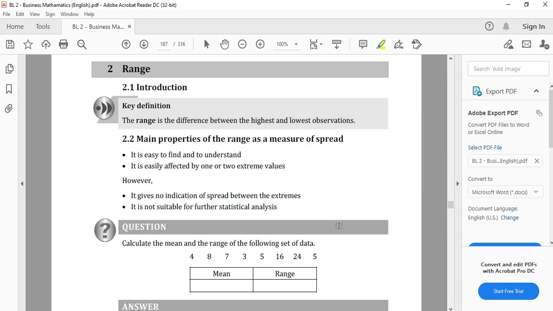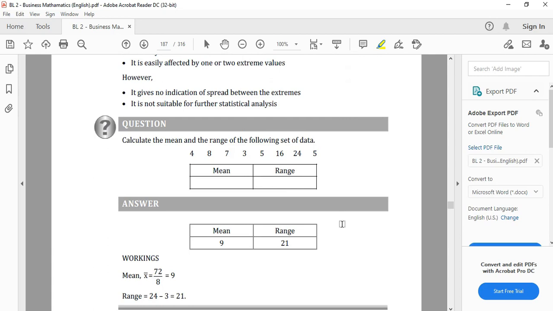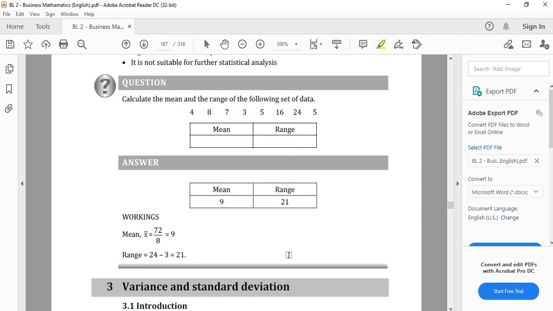So for example, in a question they have asked to calculate the mean and the range of the following data set. If you look at the workings, the mean, indicated by X bar, if you recall, is the total of the values given, which is 4 plus 8 plus 7 plus 3 plus 5 plus 16 plus 24 plus 5, divided by how many items? 1, 2, 3, 4, 5, 6, 7, 8. Then you get an average of 9, which means the average data is around 9.